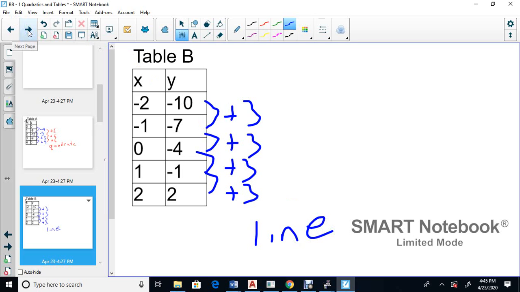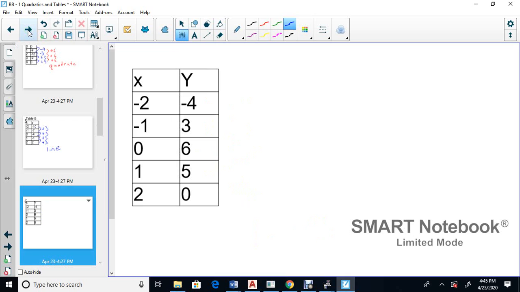Okay, let's go to the next one. Now we're going to go to the next one. Okay, so for this particular one, let's take a look. From here to here, so it's 3 minus -4, we're actually going up by 7. Okay, this one, we're going up by 3. This one, we're going down by 1. And this one, we're going down by 5. It's not a line because these are not all the same.